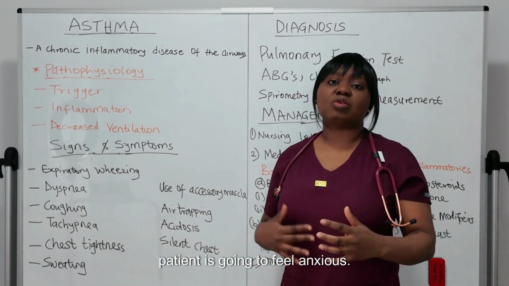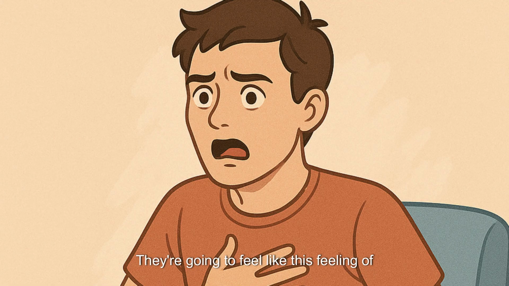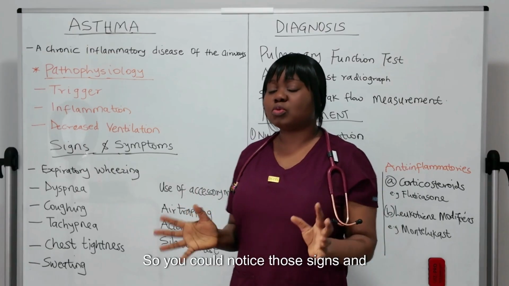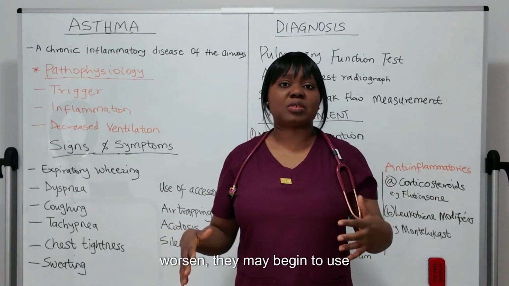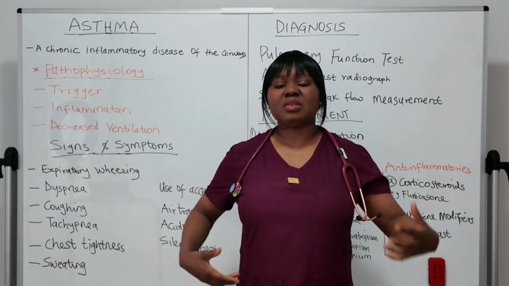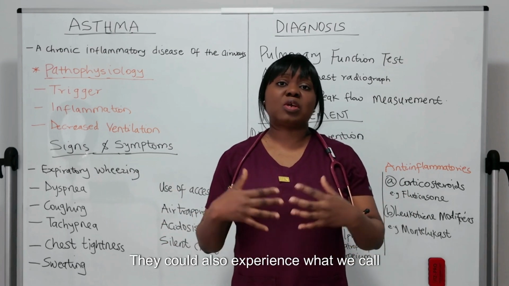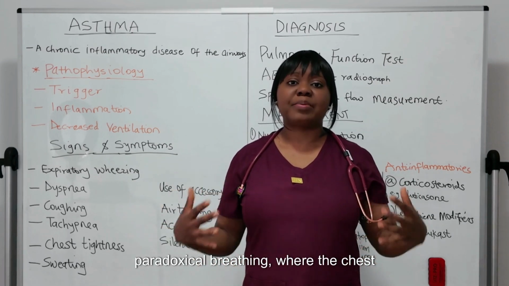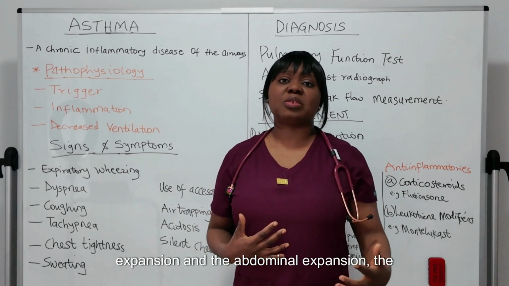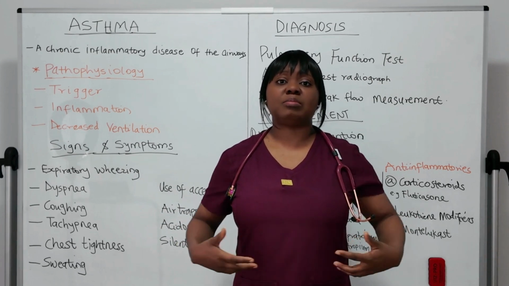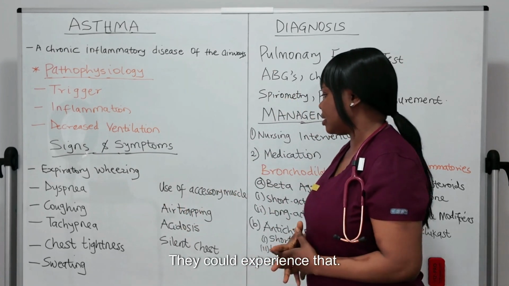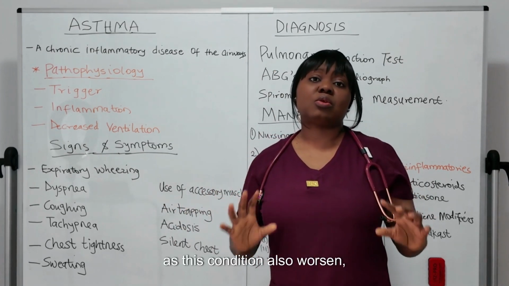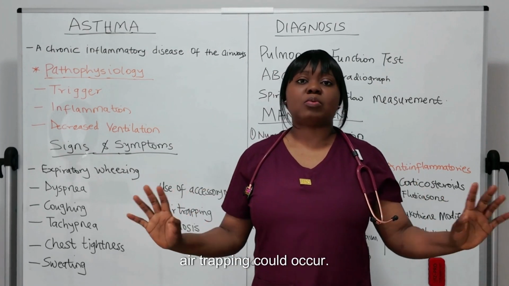And then the patient is going to feel anxious. They're going to have this feeling of impending doom. So they will be sweating, they will be restless. So you could notice those signs and symptoms. And also, as this condition continues to worsen, they may begin to use the accessory muscles to breathe. They could also experience what we call paradoxical breathing, where the chest expansion and the abdominal expansion, the diaphragm, are not moving in the same direction. And then, as this condition also worsens, air trapping could occur.